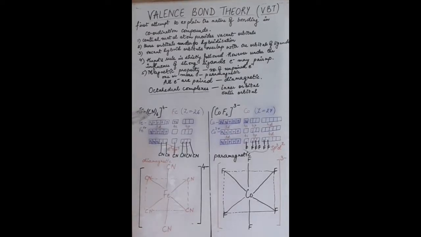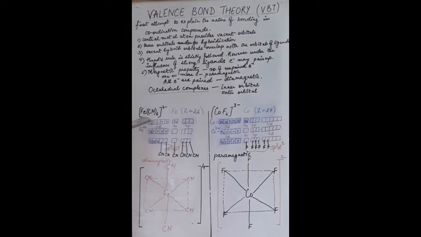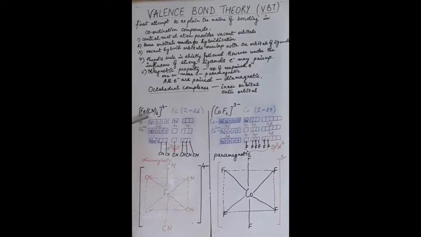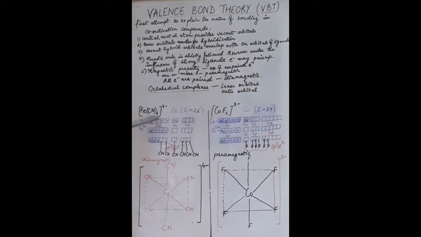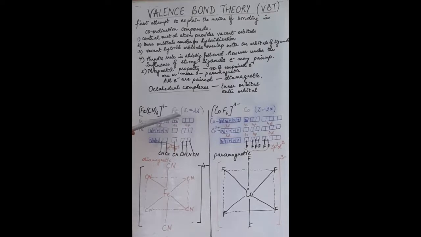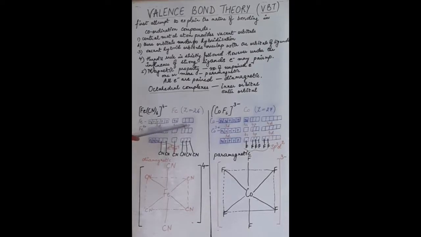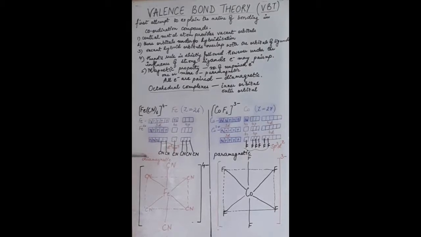We start with this first one. This is hexacyanidoferrate(II) ion. The central metal atom here is iron, the ligand is cyanido, and the coordination number is 6. The atomic number of iron is 26. So when you write down the electronic configuration, we write this as 3d6, 4s2, 4p0. I'm talking about the valence shell electronic configuration.